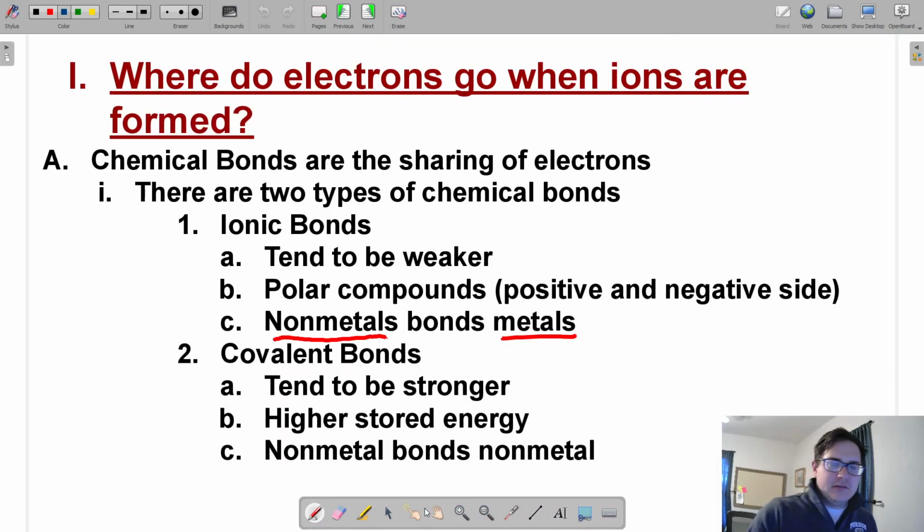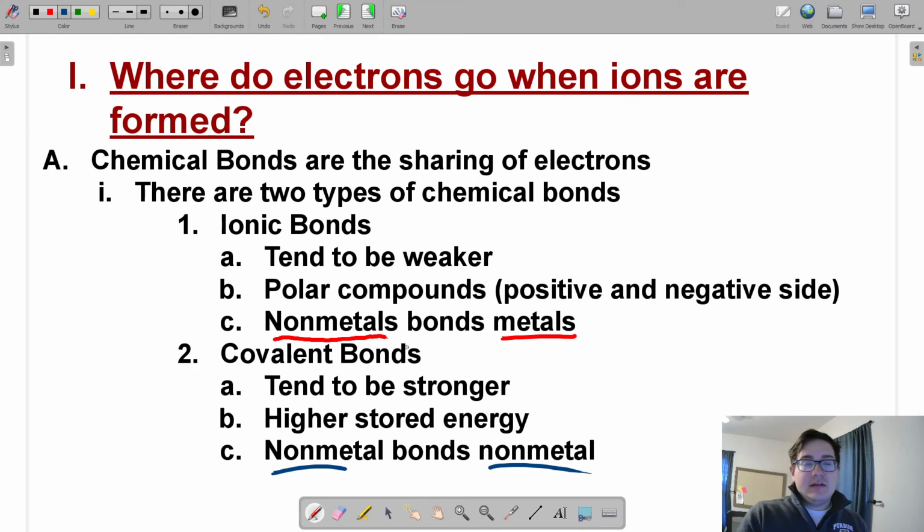Okay, so let's go back to this. Ionic bonds are nonmetals to metals. Covalent bonds, however, tend to be higher in energy because the bonds between them are stronger. How the electrons are being pulled is a little bit different. And that's all going to be a nonmetal to a nonmetal.